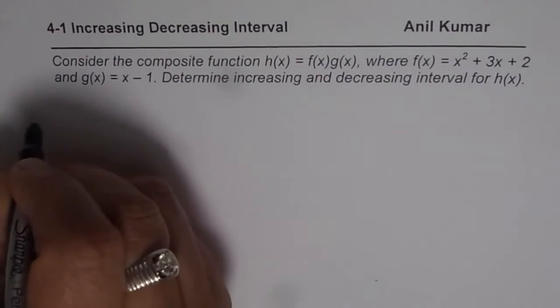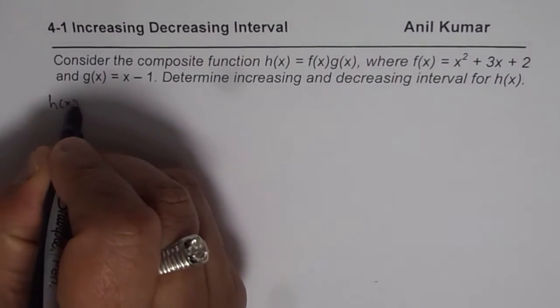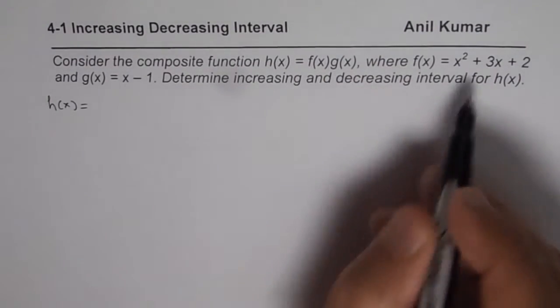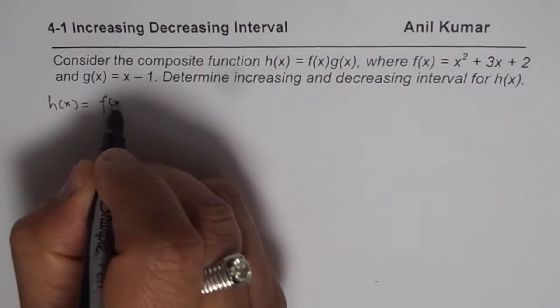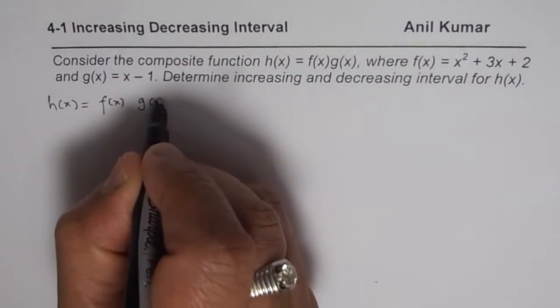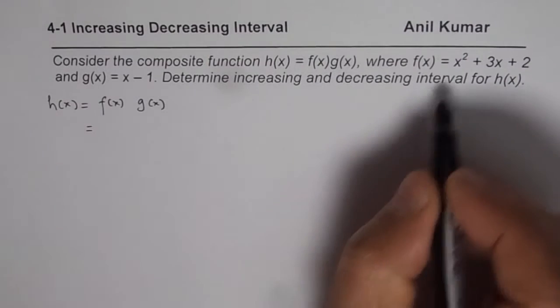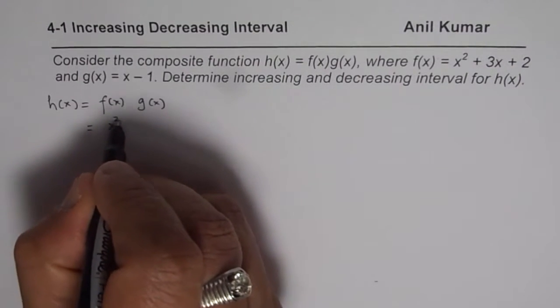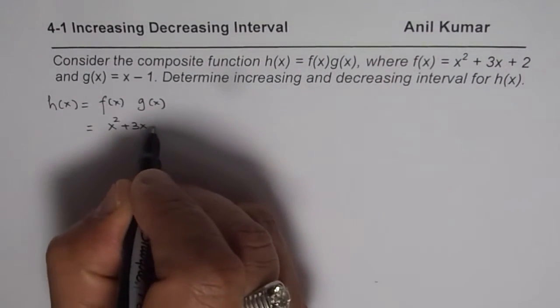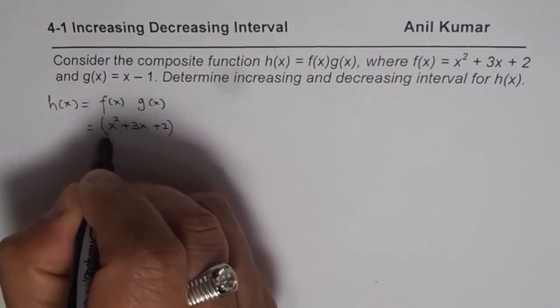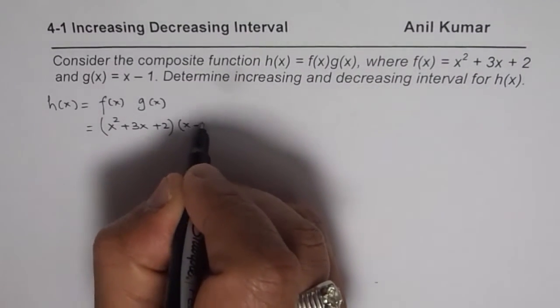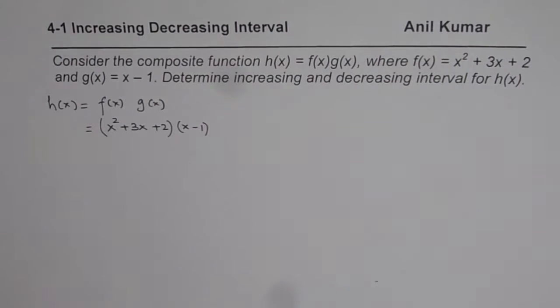So basically we know what h of x is. It is equal to the product of f of x and g of x. So we could write this as x squared plus 3x plus 2 times g of x, which is x minus 1. Now to find increasing and decreasing interval for a given function, what should we do? We should find its derivative.